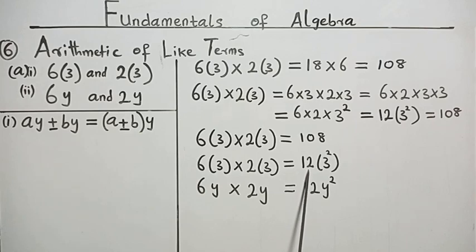Watch the way the answer was provided. 6 times 2 became 12. Then 3 times 3 became 3 to the power 2. Now that 3 is replaced by y, what it means is that this 3 here will be replaced by y. So 12 is still where it is, but this 3 is now y to the power 2.